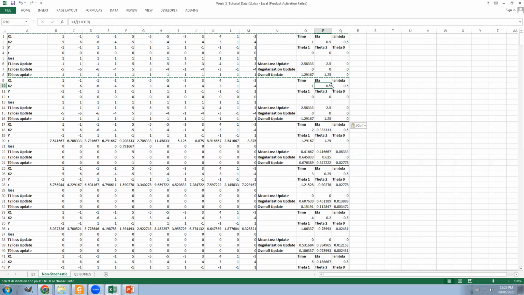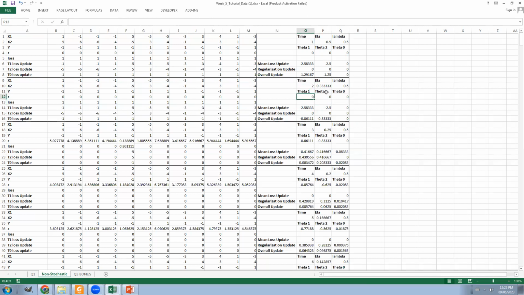So the eta is already 1 over 1 plus time. I already have that coded. The lambda is just fixed. Lambda doesn't change. Time should just be the previous time plus 1. And you can see doing that will change my eta, which will change my regularizations, and so on.